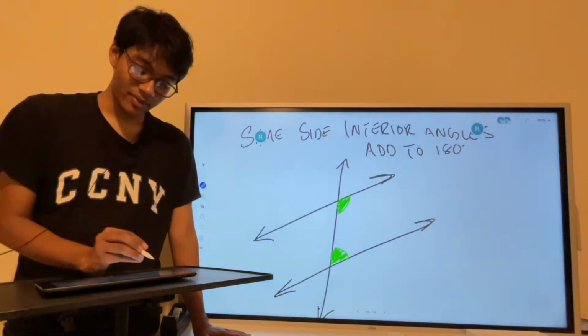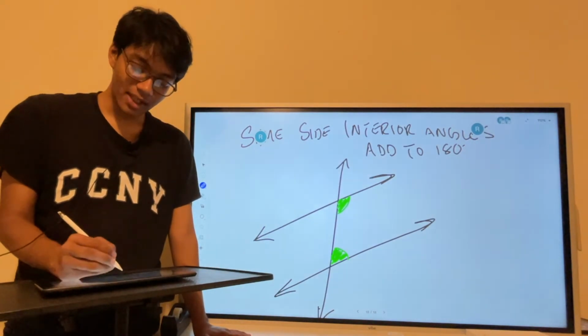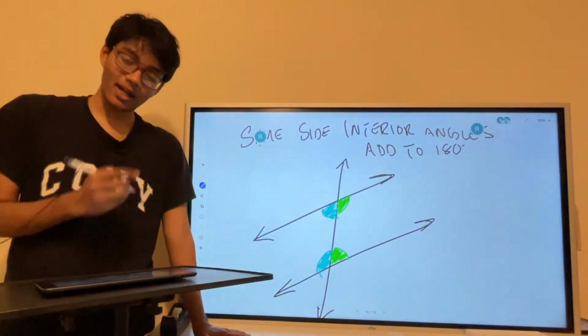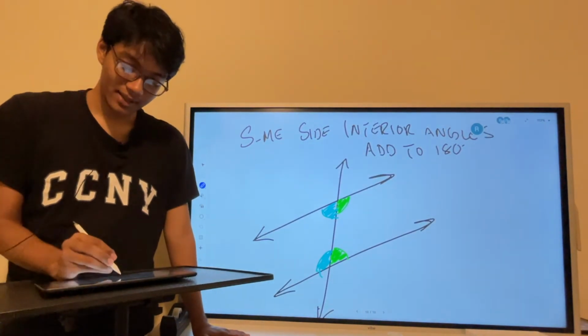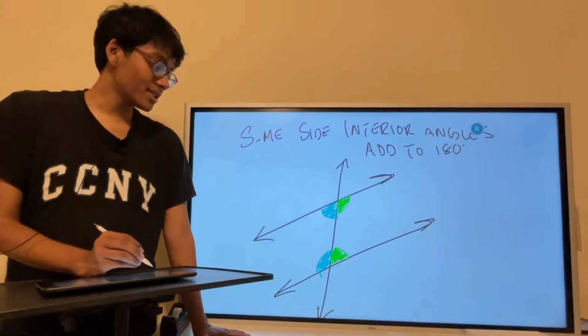And those are not the only pair of same side interior angles. Can you see there's one more? That one more is this one. This interior angle is same side to that one. So they add up to 180. If you add these two blue angles, they'll add to 180. If you add these two green ones, they'll add to 180.